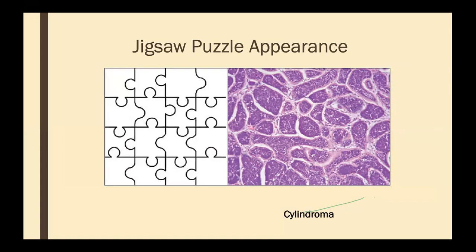Cylindroma, and cylindroma is a benign tumor of the hair follicle. It has these irregularly shaped islands of basaloid cells. These basaloid cells we see as well in the BCC, but these are different, not aggregated on the top of the epidermis. But these basaloid cells with a jigsaw appearance are cylindroma.